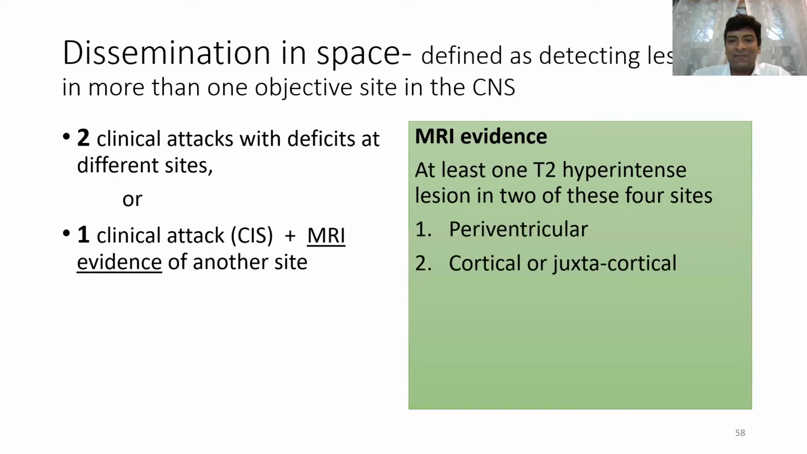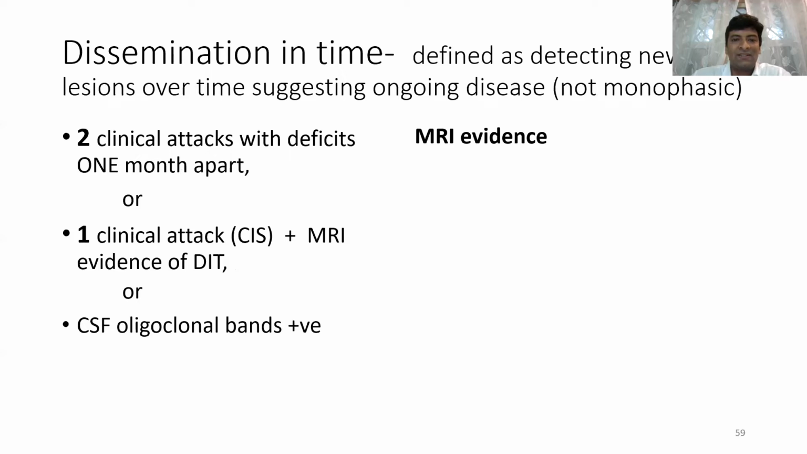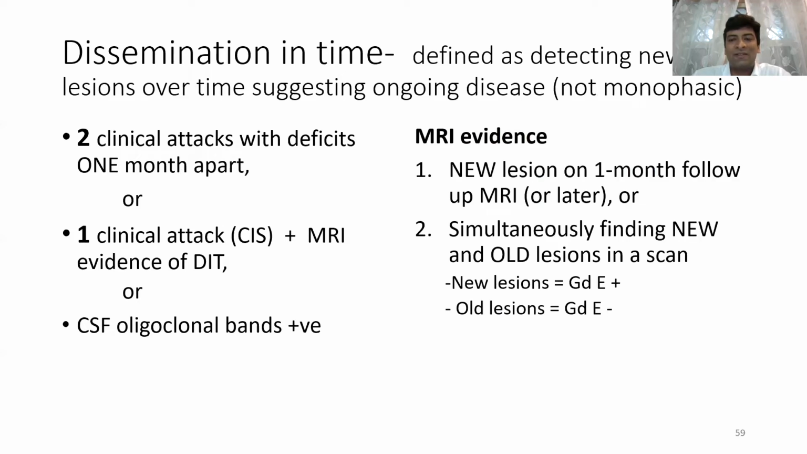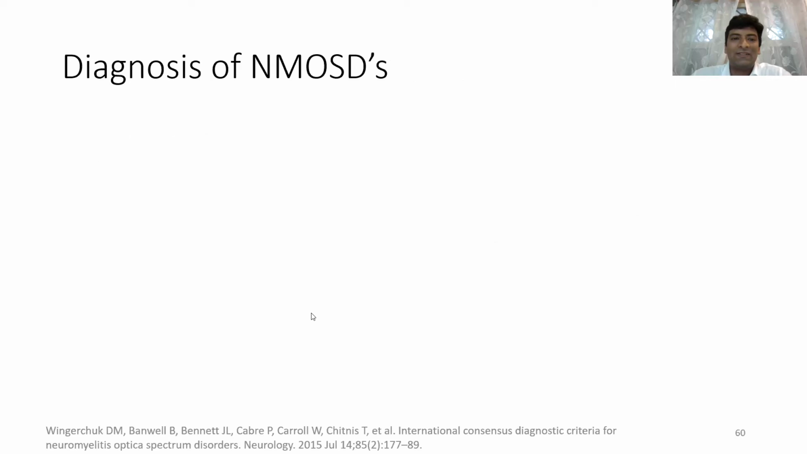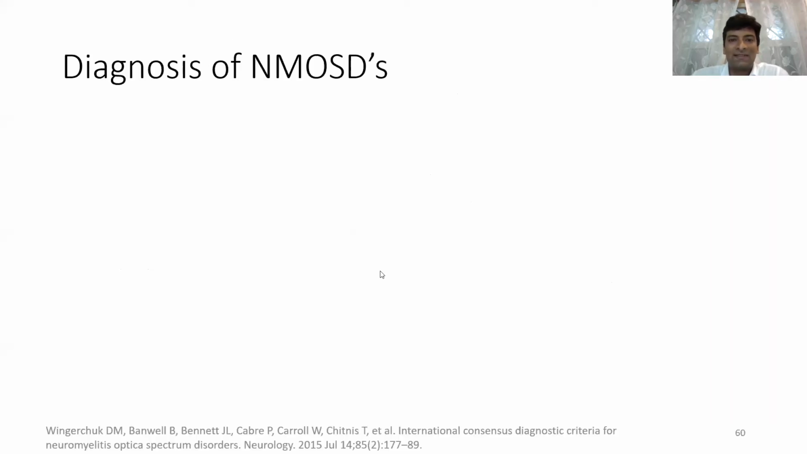Dissemination in space: periventricular, cortical, juxtacortical, infratentorial, and spinal cord. So you need to have evidence of 2 clinical attacks, or 1 clinical attack with MRI evidence, to show dissemination in space. And dissemination in time either by 2 attacks or MRI showing enhancing and non-enhancing lesions, or a follow-up MRI showing a new lesion 1 month later. Okay, or CSF oligoclonal bands, which proves dissemination in time. So these are the most useful tidbits to take back. I hope that these things will remain with you.